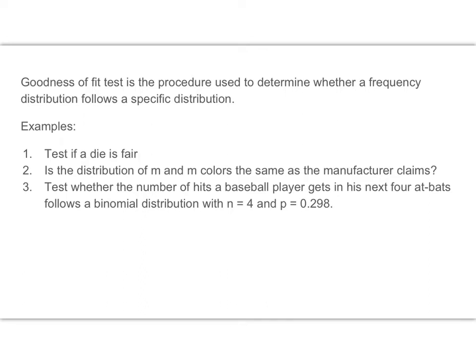We could test to see if the distribution of colors in an M&M sample is the same as the manufacturer claims they are. So for instance, let's say they claim that they make 20% brown ones and 3% yellow ones, and you get the idea. We could test to see if those claims match up to the actual proportions that we find. You could test whether the number of hits a baseball player gets at his next 4 bats follows a binomial distribution. Remember binomial distribution tables that we made a long time ago? Well, you could check against that.